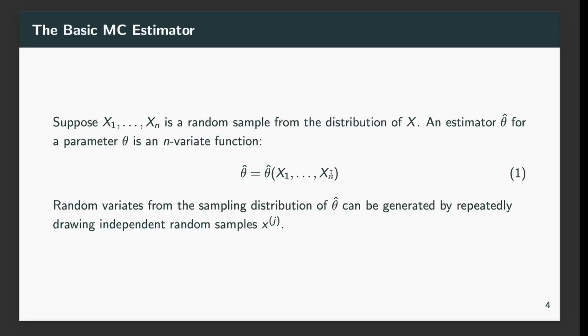What Monte Carlo can do is help us find out the sampling distribution of theta hat, which can be explored empirically by repeatedly drawing independent random samples from the distribution of x. After we generate each random sample, we compute theta hat on each sample, and then we examine the collection of theta hat values that we obtain.